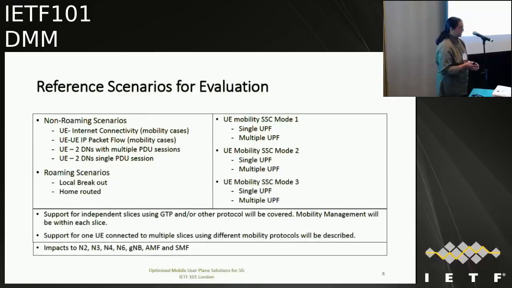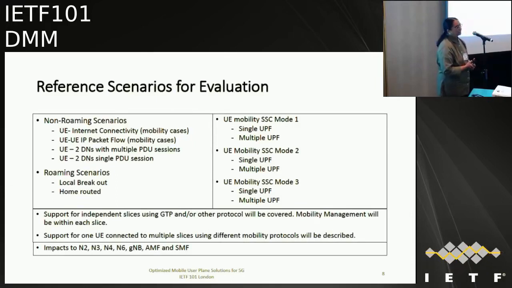Then the next set is related to the slices. Not all slices may be using the same mobility management mechanism. So the system has to support slices where each slice could have a different mobility management mechanism, and we would like to see how the protocols behave in such scenarios. And we have one requirement that says if a UE is connected to multiple slices using different mobility protocols, we're hoping that we'll be able to address that as well. Then we wanted to see what the impacts to N2, N3, N4, N6 are. Around the N9, there are these other interfaces, and we would like to see what the impact on those is. And then, is there any impact to the functions surrounding the UPF: gNode B, AMF, and SMF? So we wanted to look at those as well.